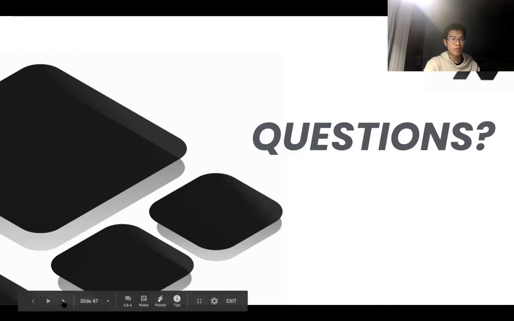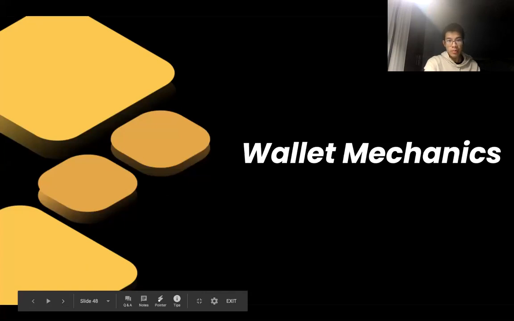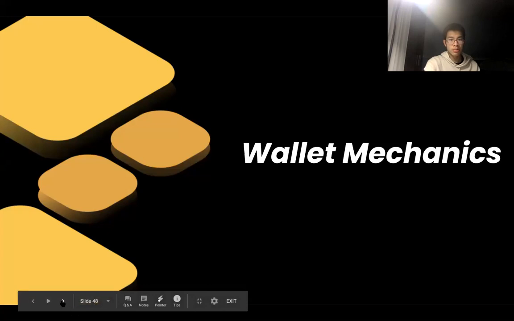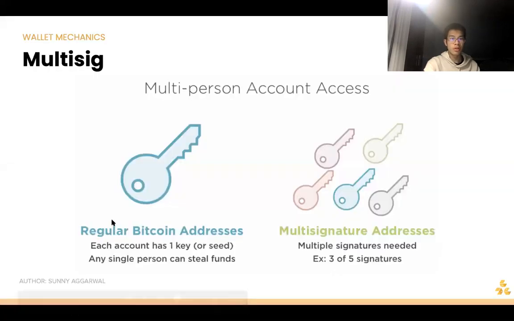So let's move on to the next section. I'm just going to talk about more of how wallets work in general. One cool feature of wallets is called multi-sig, which delegates multiple persons to have a certain key. In a regular Bitcoin address, each account has one key. But in a multi-signature address, multiple signatures are needed, which is kind of like SHA hashing if you've taken CS70. You'd be familiar with it if you took CS70.